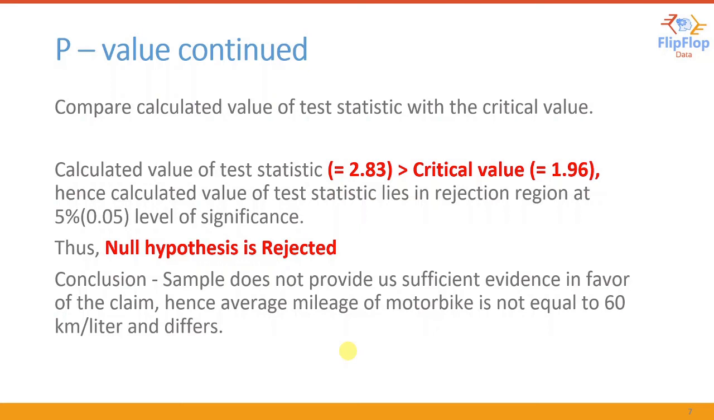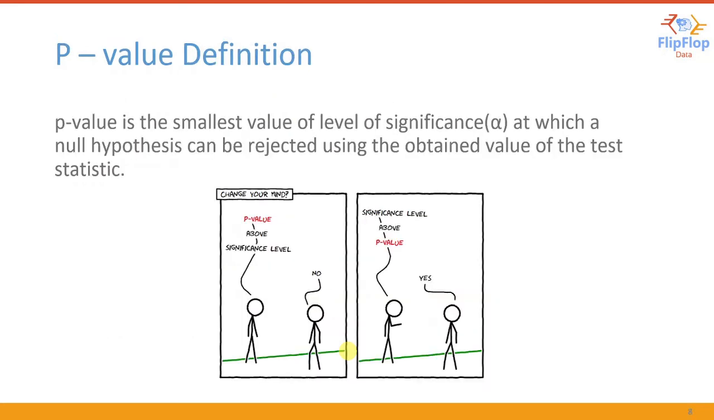So hence the p-value, how do we define it? P-value is defined as the smallest value of level of significance alpha at which the null hypothesis can be rejected using the obtained value of test statistic. So let us see this through a distribution.